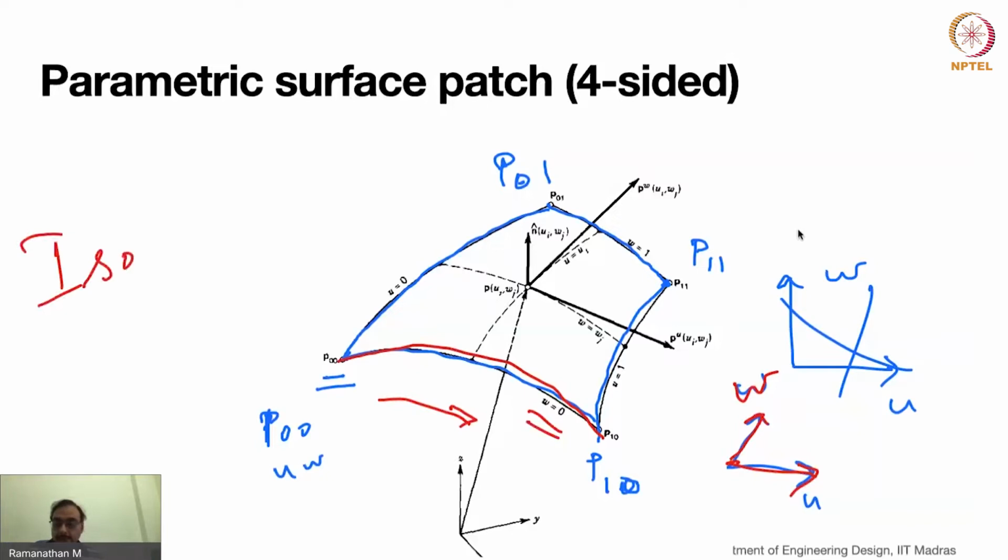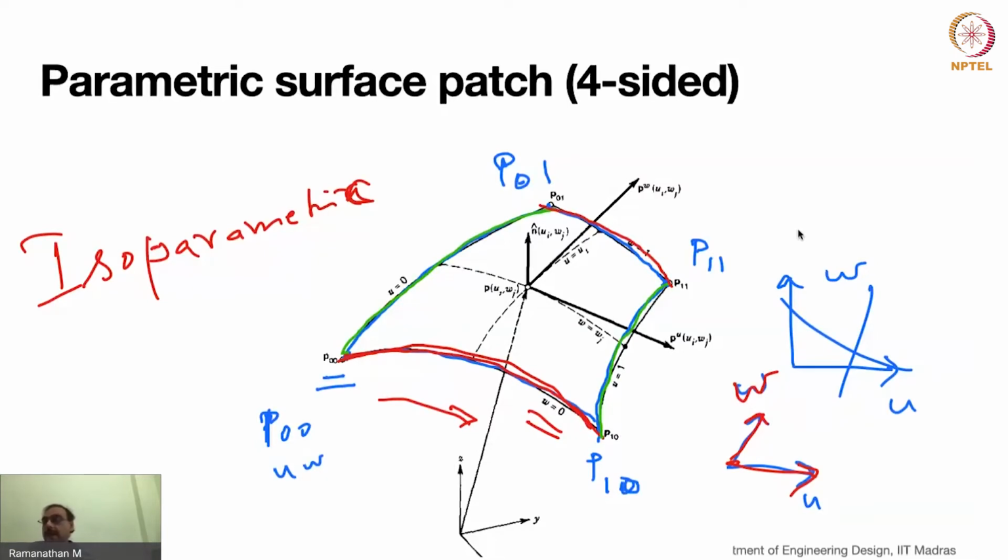We use the term isoparametric. You would have seen iso in many places. Iso means constant. Here in this particular case, as you can see in the red curve, u is varying and w is 0. So this is one of the boundary curves. If you go for the other boundary curves, in this particular case u is 0 and w is varying. Similarly here, u is 1 and w is varying. And in the last one at the top, again u is varying and w is constant.